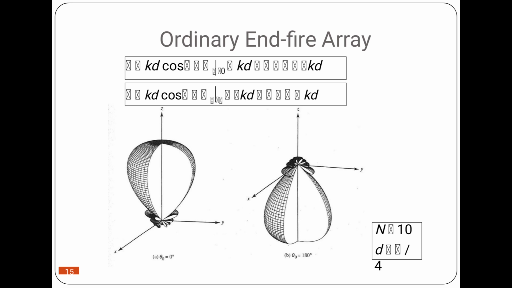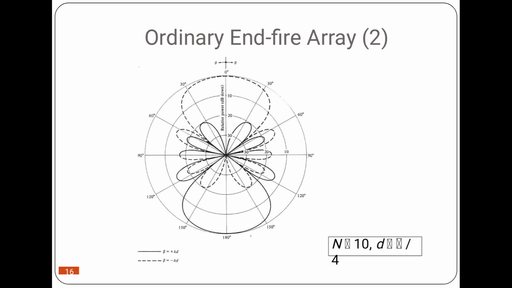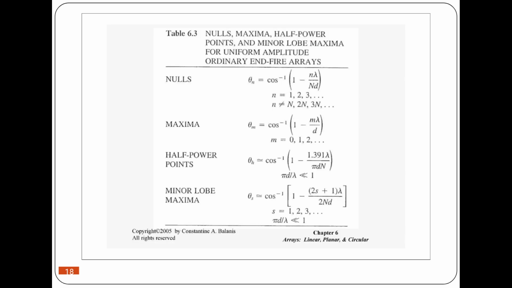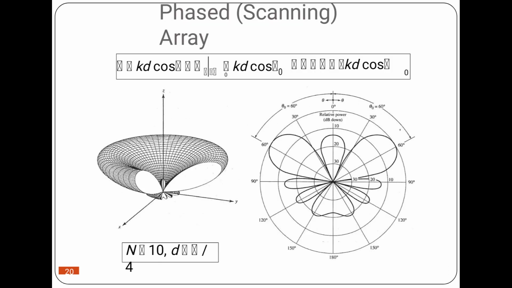Next, the ordinary end fire array, which is parallel to the axis. Take n equal to 10 and d equal to lambda by 6. You can see the variation in the ordinary end fire array with this grating lobe. The null will be cos inverse of 1 minus n lambda by n d, maximum cos inverse of 1 minus m lambda by d. Half power point theta n equals cos inverse of 1 minus 1.391 lambda by pi d n. Minor lobe cos inverse of 1 minus lambda by 2d.